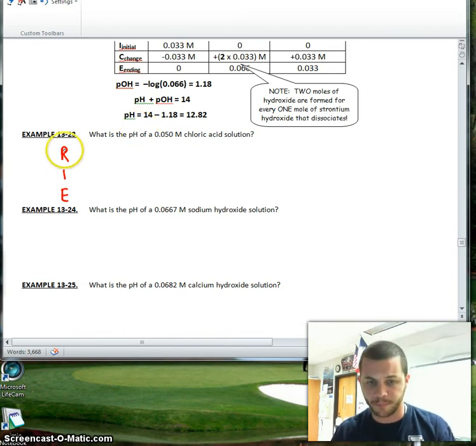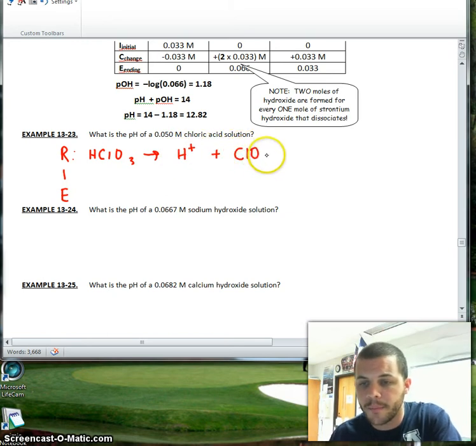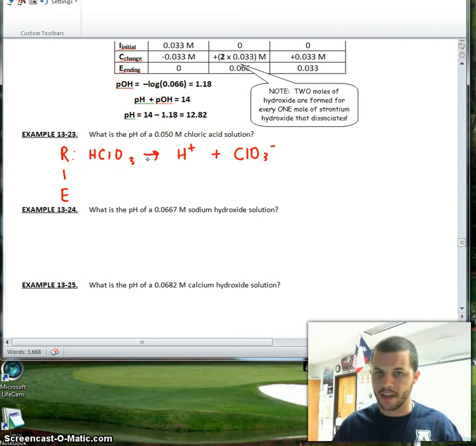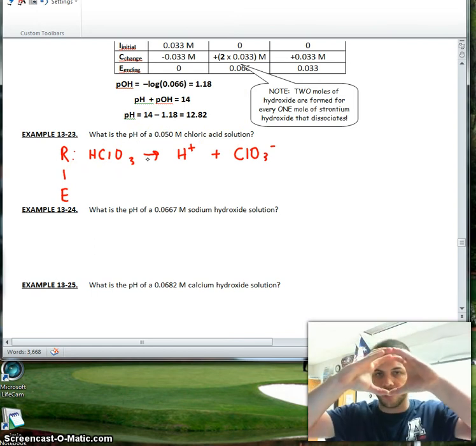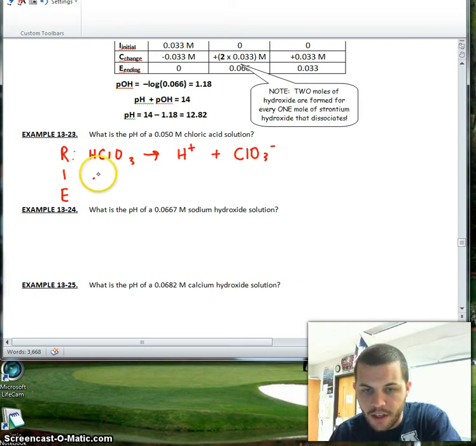Okay, let's take a look at the reaction. I know that chloric acid is HClO3. Since it's a strong acid, we're going to add in a single arrow, and that's going to dissociate into H plus ions and chlorate ions. My initial concentration of HClO3 is this 0.050 molar. Initially, before anything has happened, it hasn't broken up yet, and it's still all one big compound. So I'm going to say that my initial concentration is 0.050 molar.